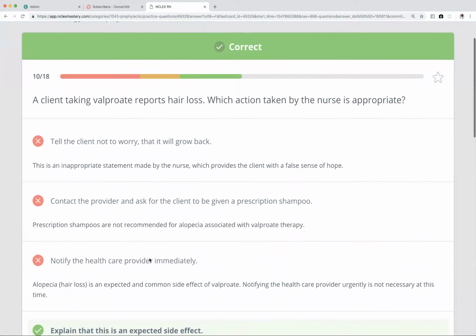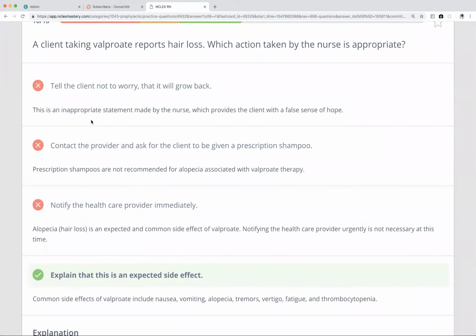And it's correct. Okay, now let's see the rationale that the question gives us. This is an inappropriate statement made by the nurse, which provides the client with a false sense of hope. Okay, never tell a person not to worry. Now you know why, because it gives the person a false sense of hope. Contact the provider and ask for the client to be given a prescription shampoo. Prescription shampoos are not recommended for alopecia associated with valproate therapy. Alopecia, hair loss, is a suspected common side effect of valproate.